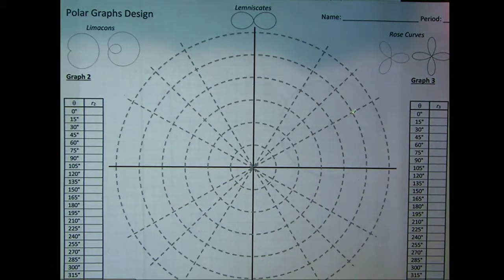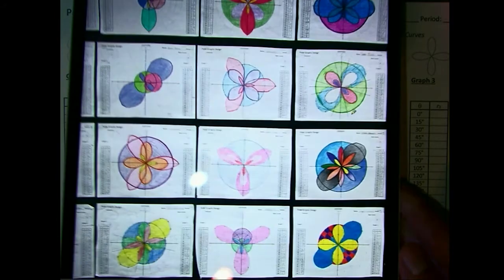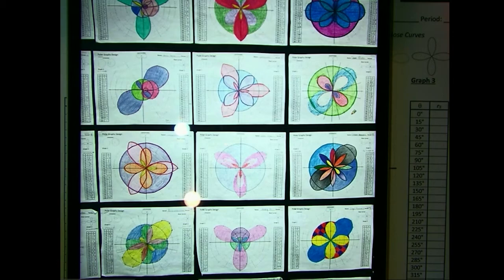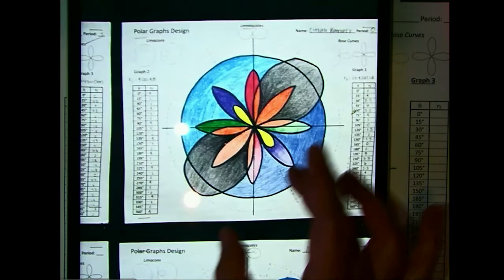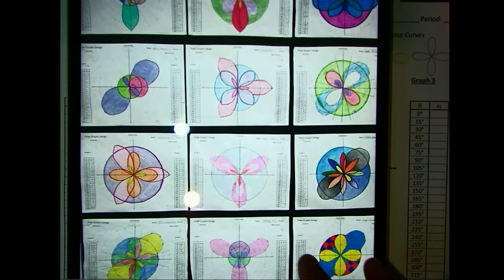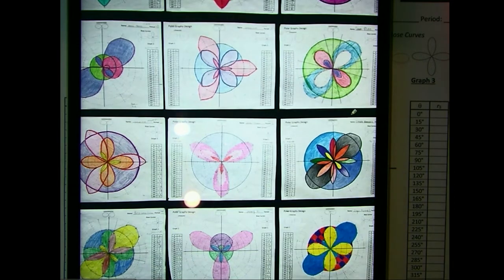Now, once you are done, you are going to color it in. If you don't have color markers, I get it. There you go. So your graph will look something like this once you are done. If you don't have color markers, then you can just shade it in different shades of gray. Then you're going to take a picture and upload it to Google Classroom, and that will be your homework.